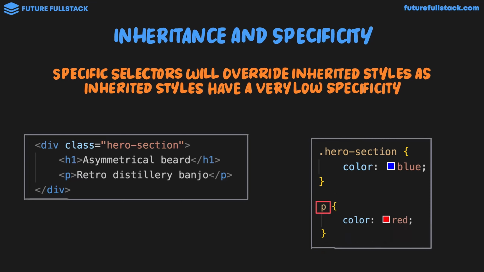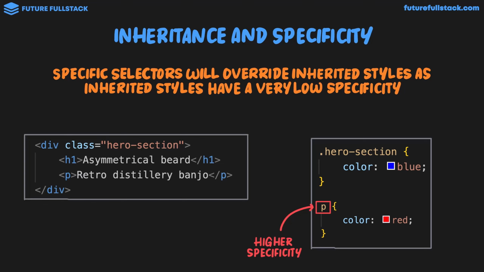We're using the type selector here, which has a higher specificity compared to inherited styles, meaning our rule above, where we're adding the color blue to the container and it's being passed down to the heading, is a very low specificity. So almost any time we're using a specific selector, like a type, class, or ID selector, to target a specific element, it will always override inherited styles.